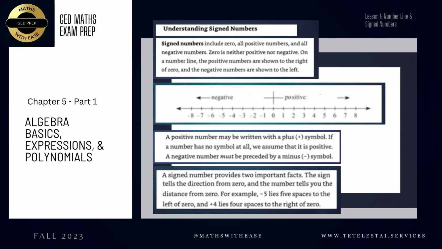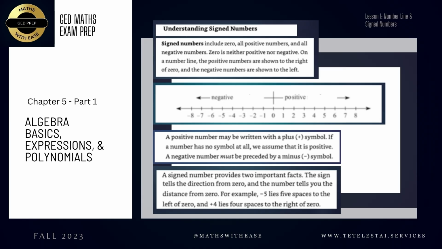Signed numbers include 0, and by signed, the book simply means either a positive number or a negative number. So signed numbers include 0, all positive numbers, and all negative numbers. 0 is neither positive nor negative, so it's essentially neutral, and it's right in the middle of the number line. On the number line, the positive numbers are shown to the right, from 0 all the way up to positive infinity. And then the negative numbers are shown to the left, from 0 all the way to negative infinity, okay?